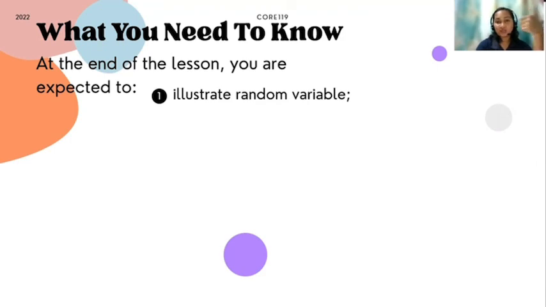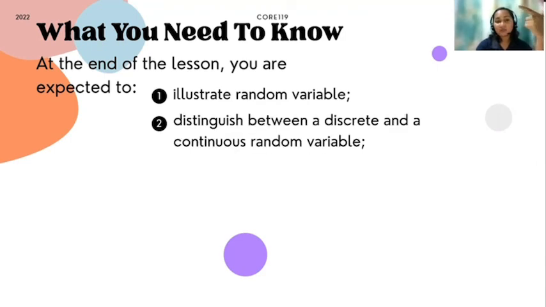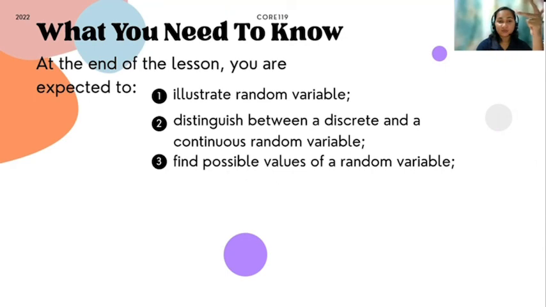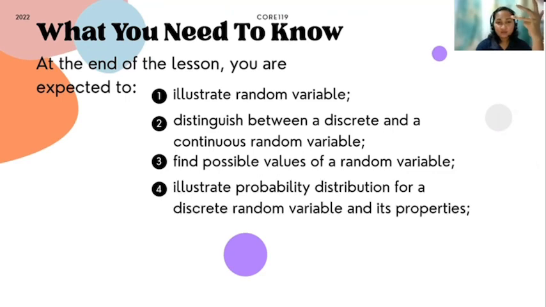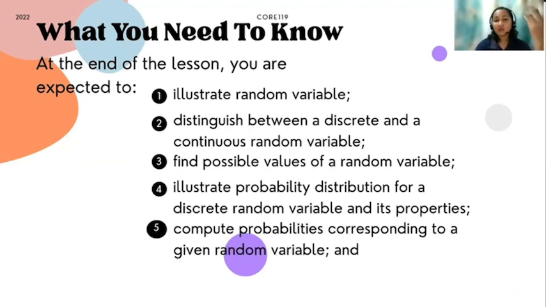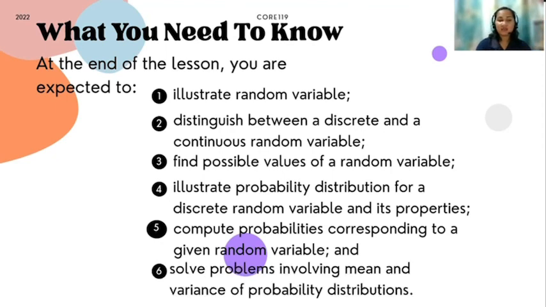First, we were able to illustrate random variable. Second, we were able to distinguish between discrete and continuous random variables. Number 3, we were able to find possible values of random variable. Fourth, illustrate probability distribution for discrete random variables. Yes, we were able to talk about this one. Computing probabilities given a random variable. Also, yes, we were able to discuss this. And then solving problems involving mean and variance, and at the same time standard deviation of probability distributions. Okay, so that's all.